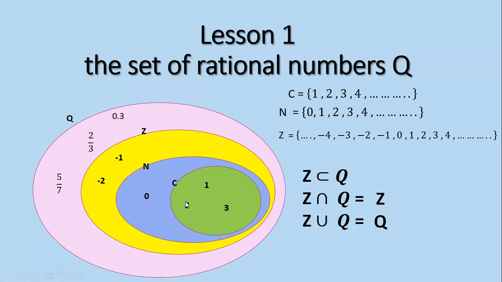This figure shows that counting numbers have positive numbers only, 1, 2, 3, etc. Natural numbers have 0 and positive numbers. Integers have 0, positive and negative numbers. Q has all numbers: positive, negative, 0, and fractions, like 5 over 7, 2 over 3, 0.3.